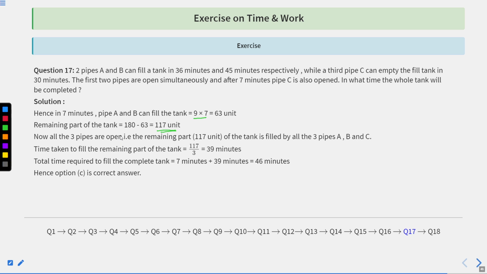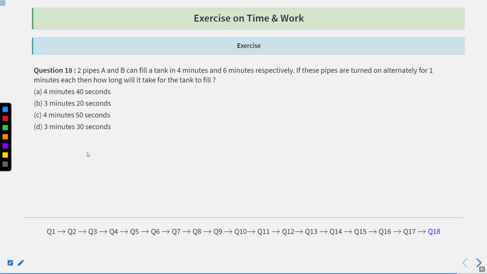Now all 3 pipes are open, that is the remaining 117 unit of tank is filled by all 3 pipes A, B and C. So the time taken to fill the remaining part will be 117 upon 3, that is 39 minutes. So the total time required to fill the tank is 7 minutes plus 39 minutes equal to 46 minutes. So the option correct here is option C.